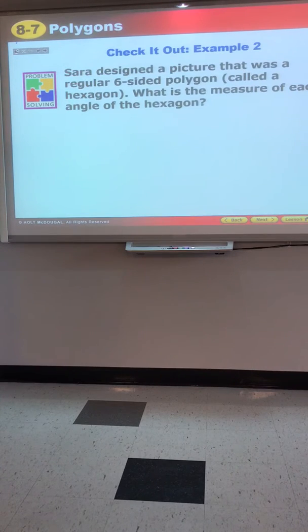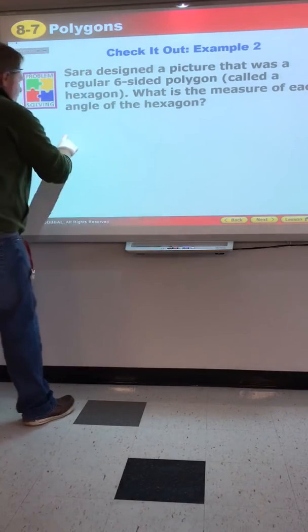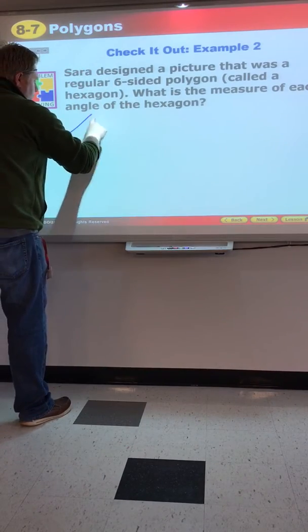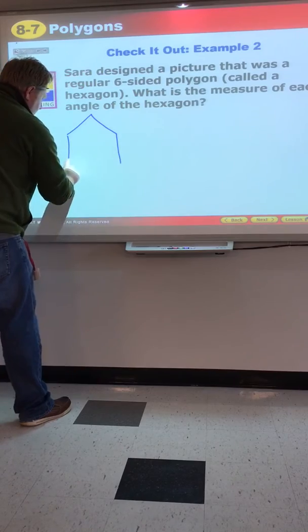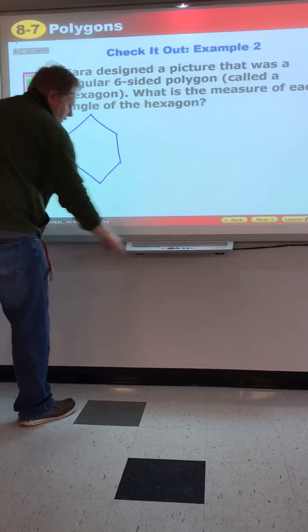Now, Sarah designed a picture that was called a regular 6-sided polygon. Regular, all of the same. Called a hexagon. What is the measure of each angle of the hexagon? Now we're going to draw one out, just because I want to show off my wonderful drawing skills. We're going to also pretend that this is regular.